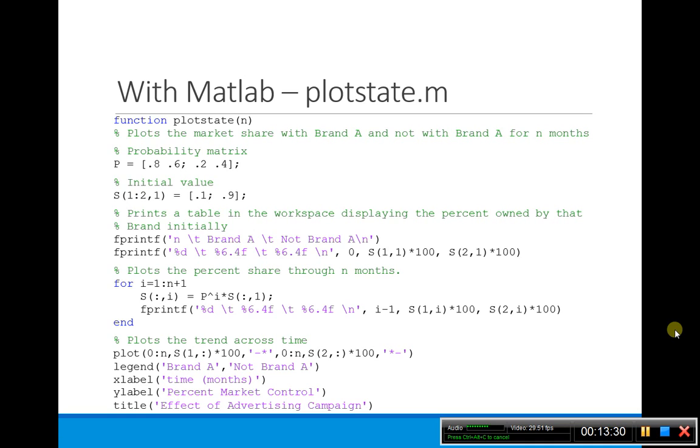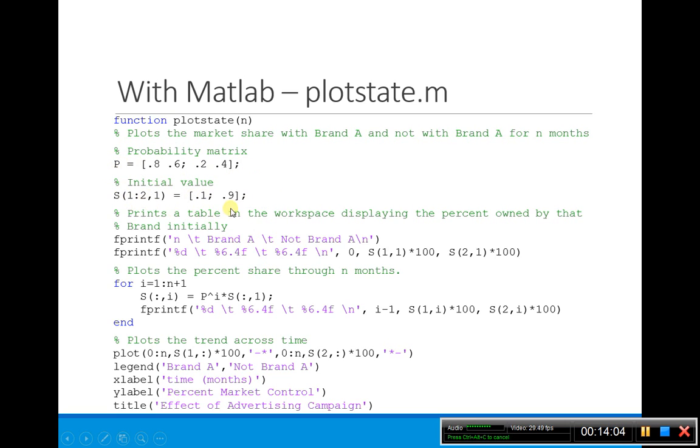Okay, so with MATLAB, you can do this. I have code in MATLAB that is on D2L. It's called plot state. Remember, this is a function. In your command window, you would type plot state and give it an input n. N is how many months you want to examine. What's in here is your probability transition matrix, the one that we defined.